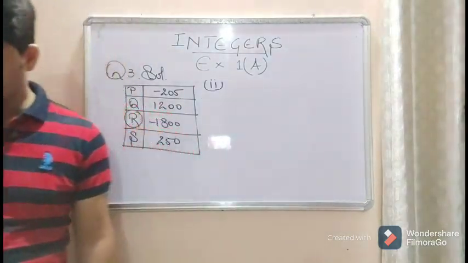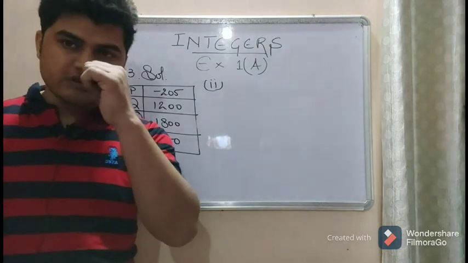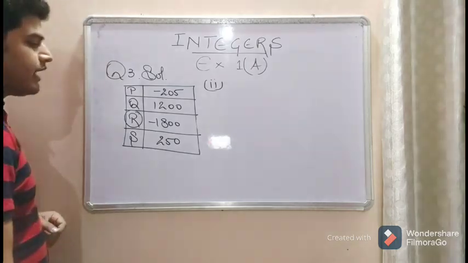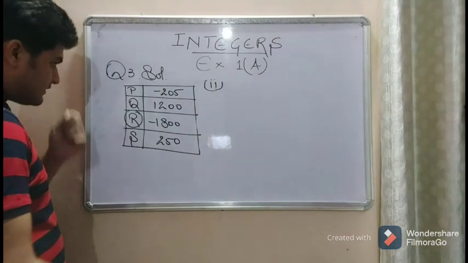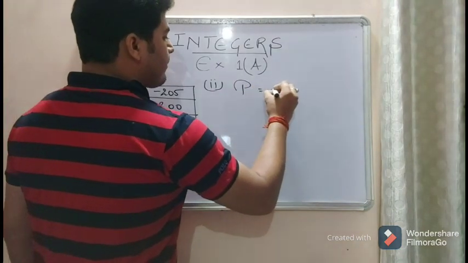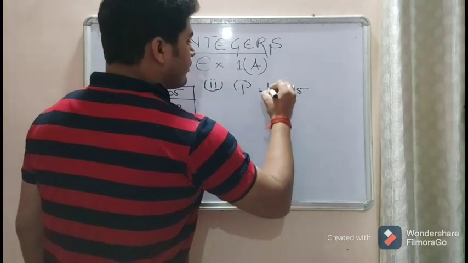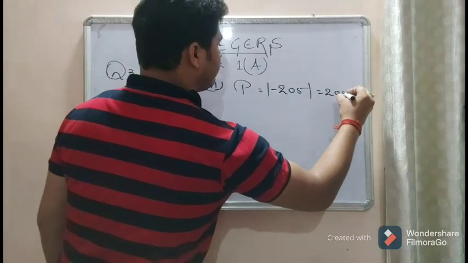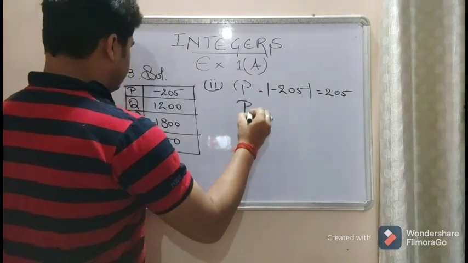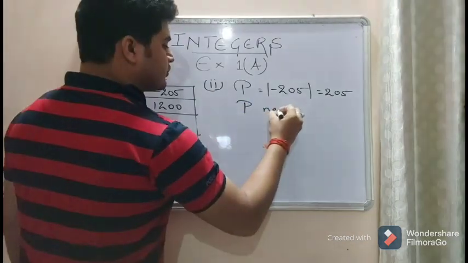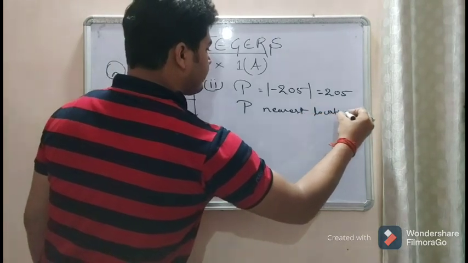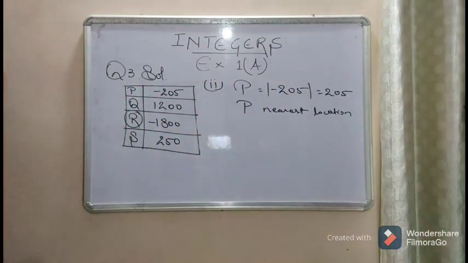Now the second part. In the second part it is asking which location is the nearest to the sea level. So go for the minimum value. The minimum value is 205, the mod of which will give you 205. So it is the minimum value, which means the minimum distance. So P is at the nearest location.